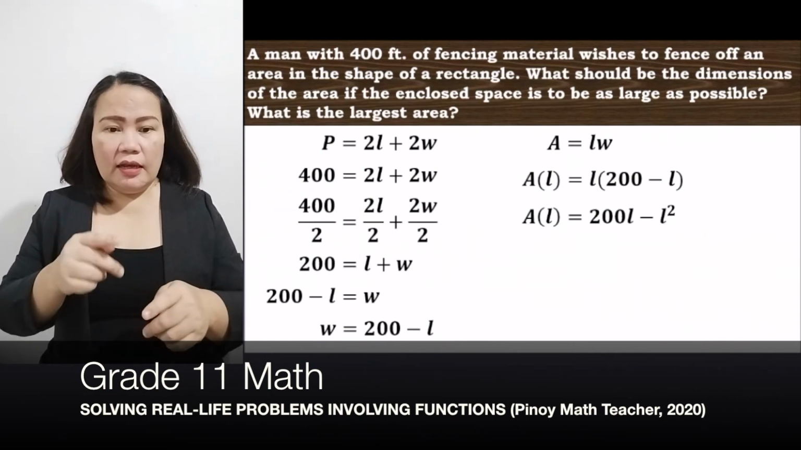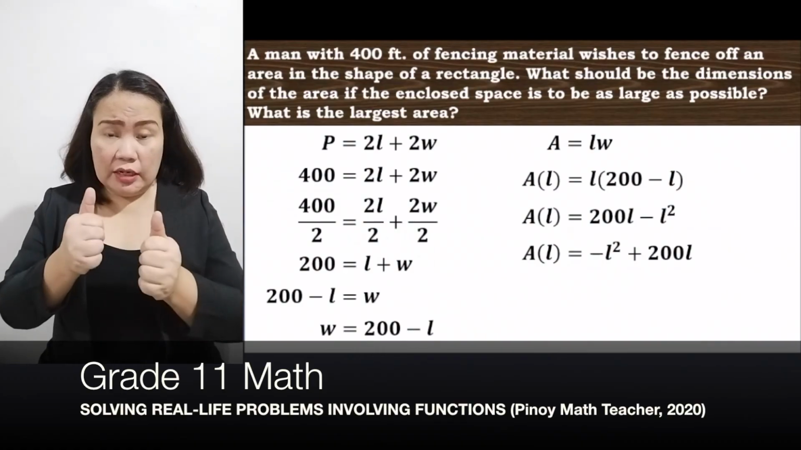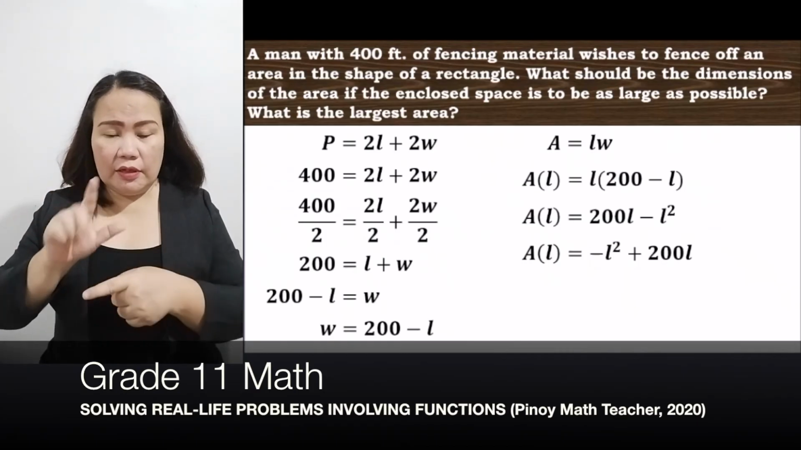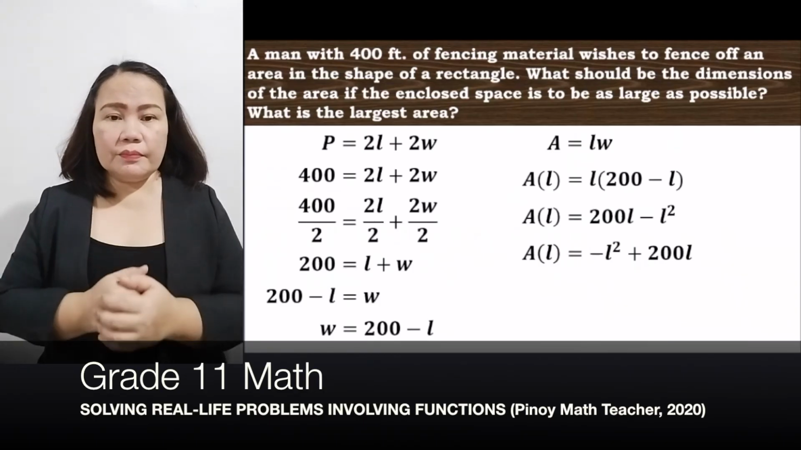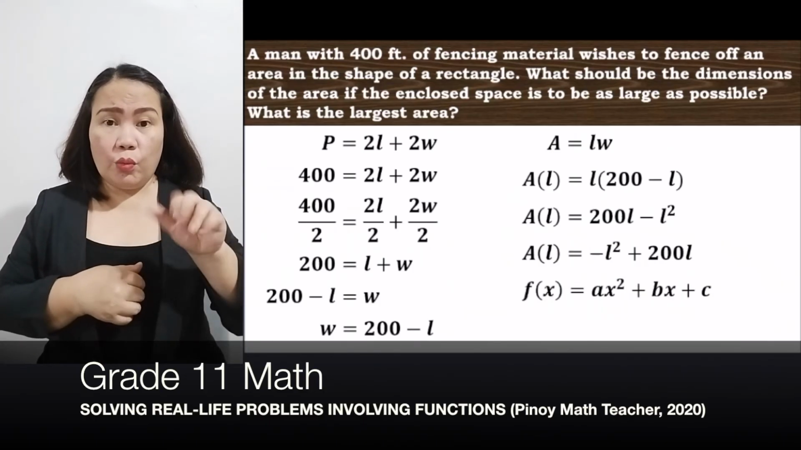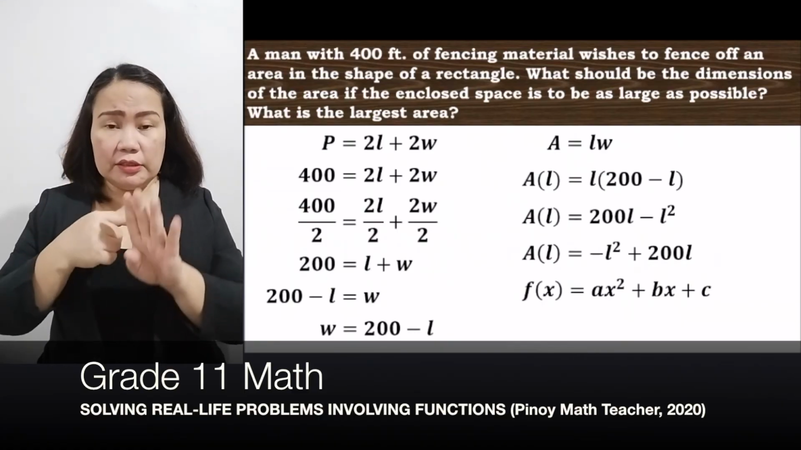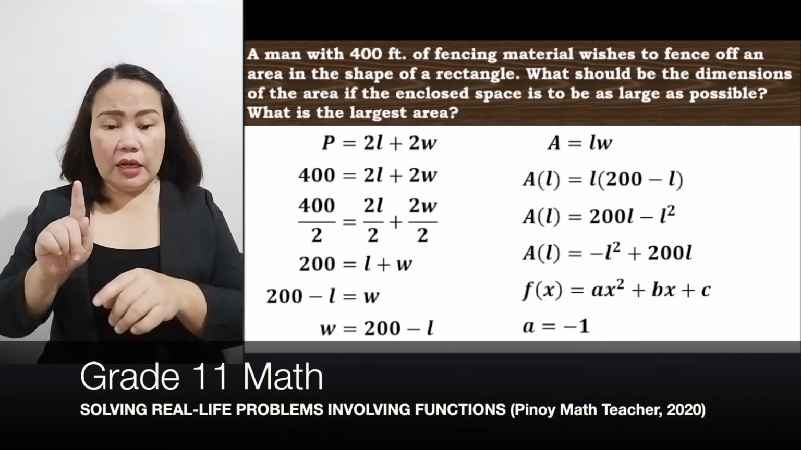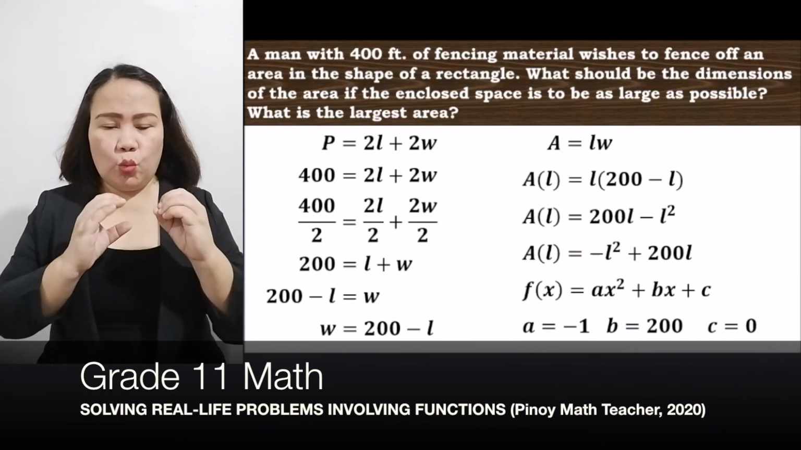Arrange natin ito in descending order. Ibig sabihin, una natin isusulat yung term na mayroong pinakamataas na exponent, pababa. So magiging sagot, negative L squared plus 200L. Kung mapapansin ninyo ay katulad dito ng ating general form ng quadratic function, which is ax squared plus bx plus c, kung saan ang a natin ay negative 1, ang b ay 200, at ang c naman ay 0.